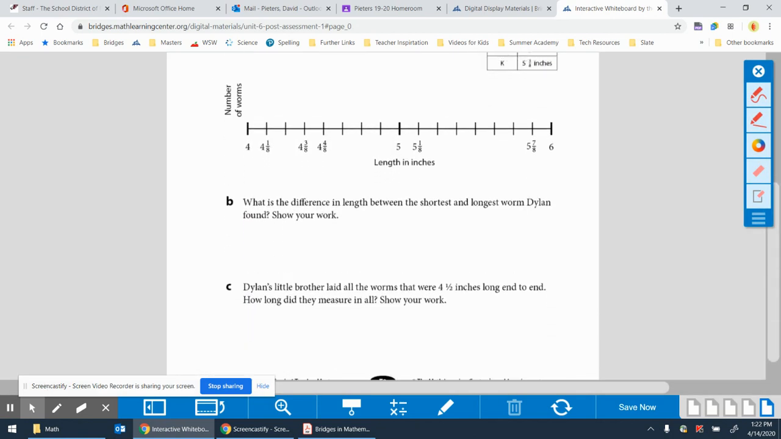Now here, what is the difference in length between the shortest and longest worm? We'll be able to answer that question pretty easily once we fill out our data. And then Dylan's little brother laid all the worms that were 4.5 inches long end to end. How long did they measure? Once again, when we have 4.5, we'll be able to see quickly how many worms it is and just add them together.